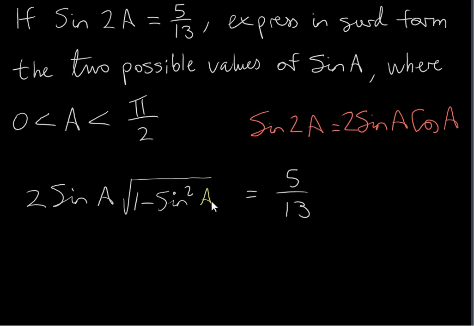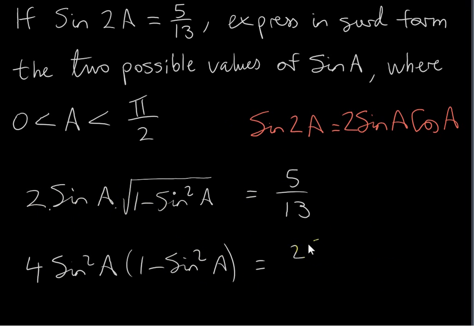Now, what do we do with this? Well, we could square both sides, because everything is multiplied together on the left hand side, so squaring this won't be too much of a mess. These are multiplied together, so we just square each of them. 2 squared is 4. Square this to get sine squared a. If we square this here, we get rid of the square root sign. And square the right hand side to get 25 over 169.